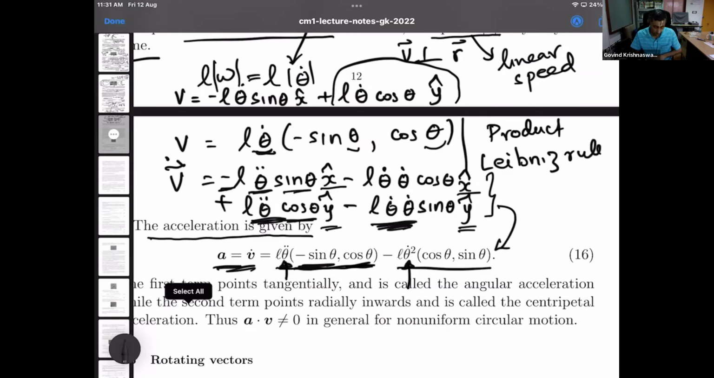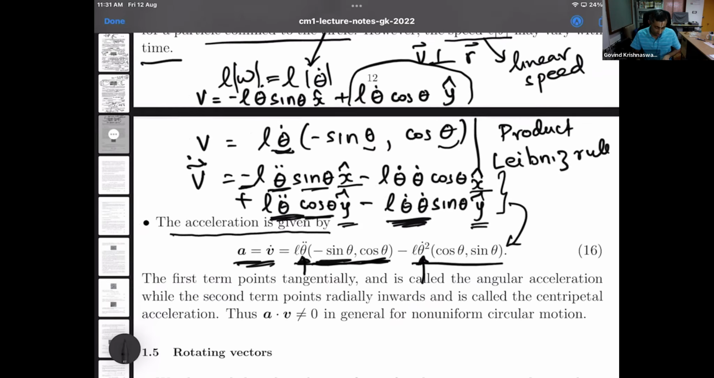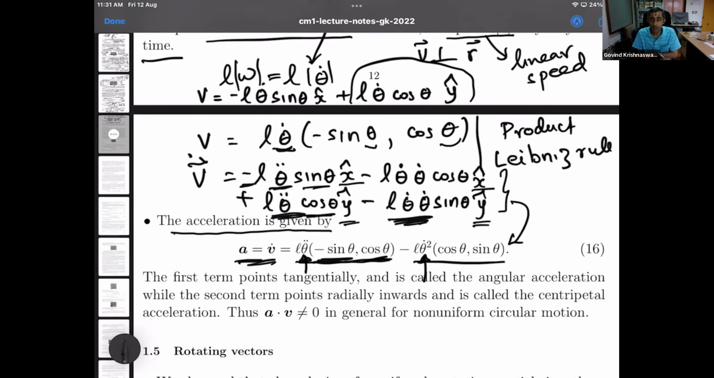Okay, so now we've done the algebra, we've done the differentiation. Now we need to interpret the results. This is where the surprise or the new feature is. We notice that the first term points tangentially, because it points in the same direction as velocity. Velocity had components minus sine theta, cosine theta, up to some coefficient in front, and that is the case here too. You have minus sine theta, cosine theta. So we notice that there is a part of the acceleration that points along the velocity.